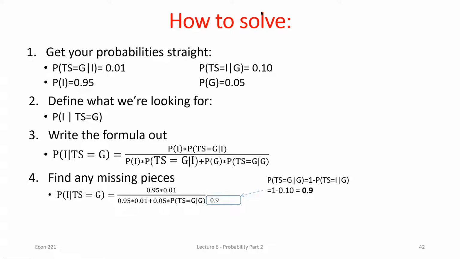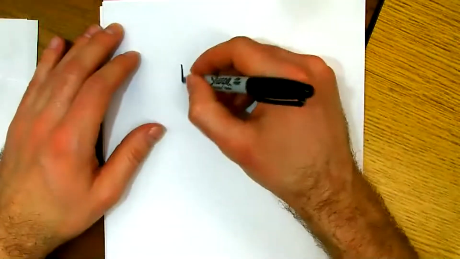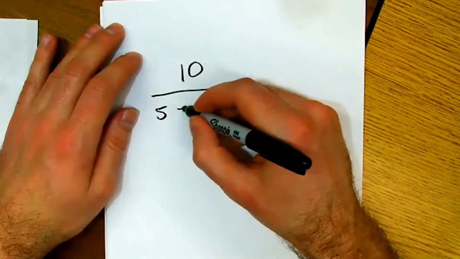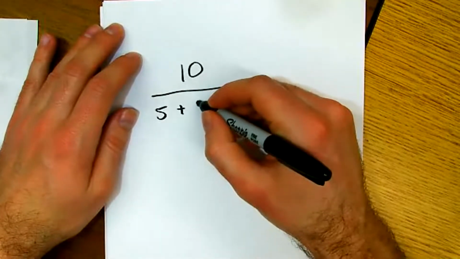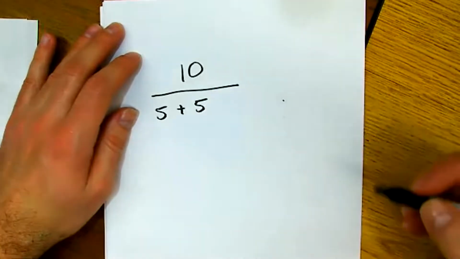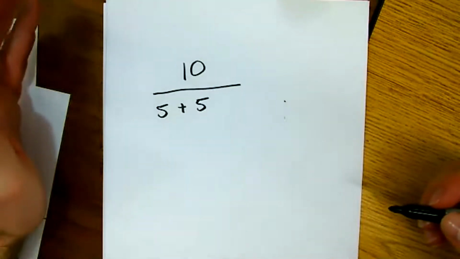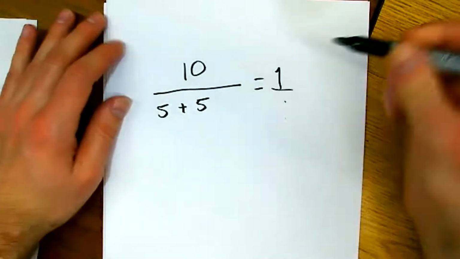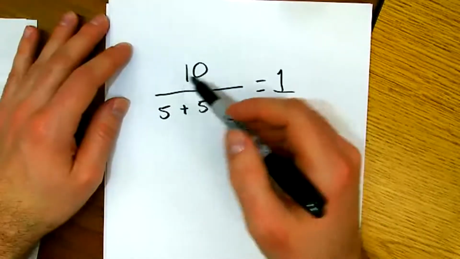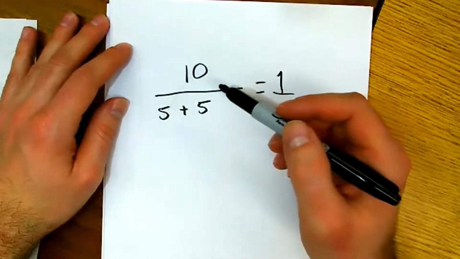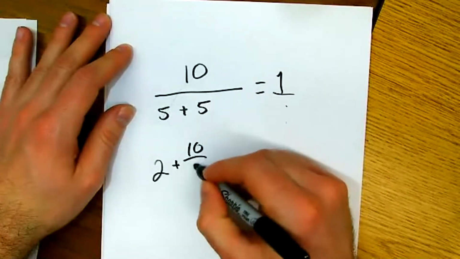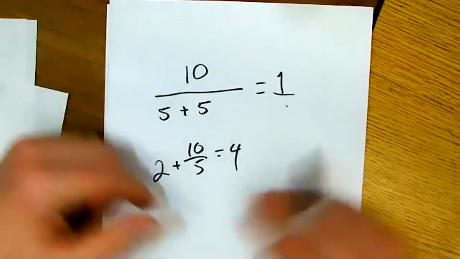So let me give you a quick example why we can't do that. If I've got 10 divided by 5 plus 5, right? What should this be? 10 divided by 10 should be 1, right? But if I try to cancel this, I'm going to end up thinking this cancels. Or if I thought I could do this so that it's 2 plus 10 over 5, that ends up 4, right? We know that that's not right.